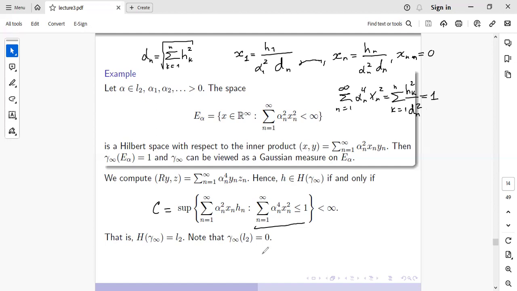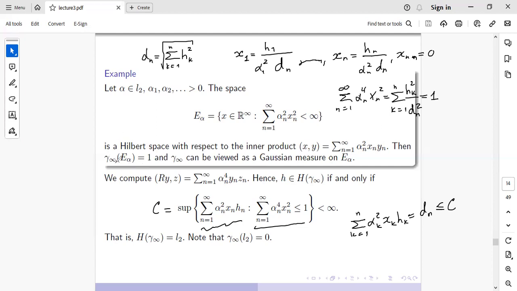This means that if we now compute the sum of alpha k squared x_k h_k, it will be less than or equal to C. But this sum is equal to d_n. So all sums of h_k squared from 1 to n are bounded, which means that h belongs to L2. Okay.